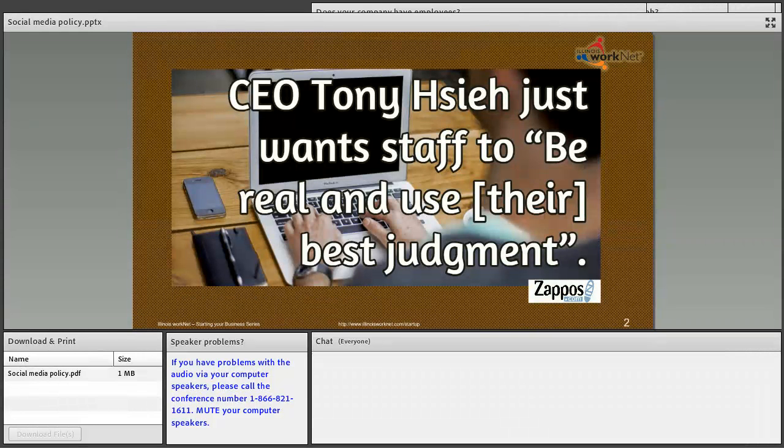As we get going today, one of the big things that I love is the social media policy from Zappos. Tony Hsieh, the CEO, just wants his staff to be real and use their best judgment. That's what their social media policy has been for many years now, since companies have been doing social media policies.